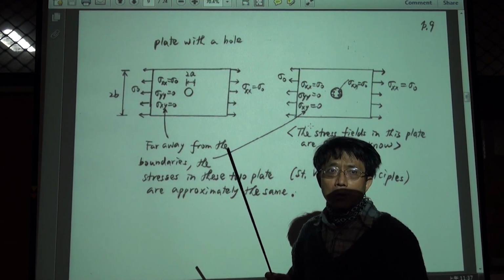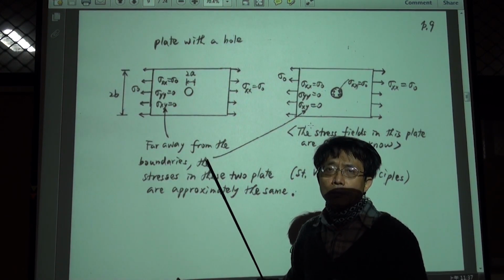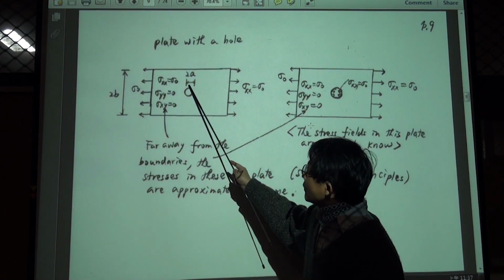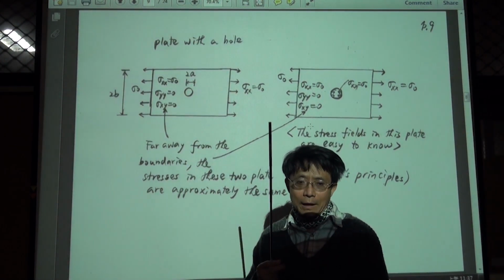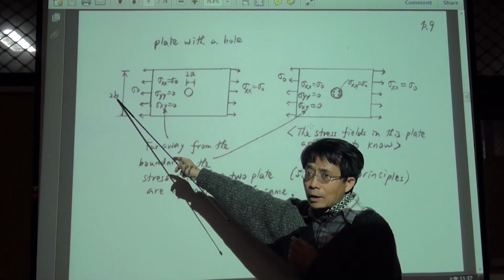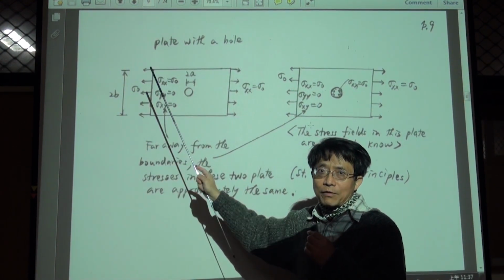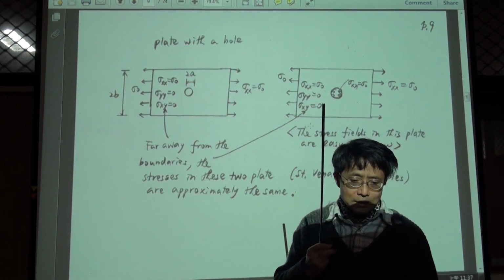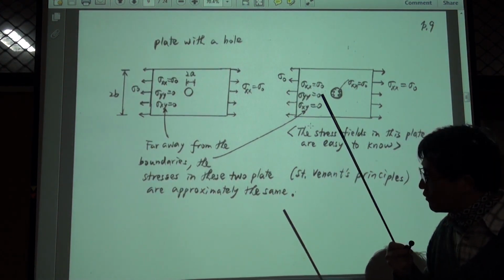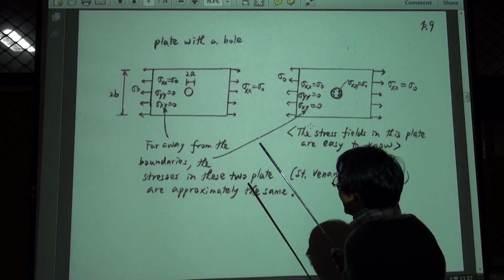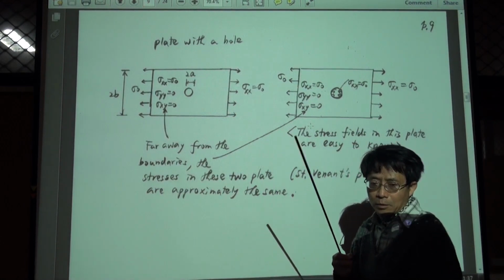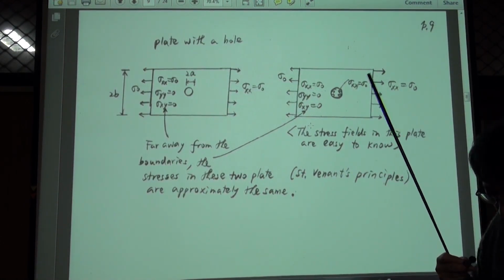So how big is the hole? It is just a little bore hole in a steel member. So we are dealing with a small hole here. The radius, small a, is much smaller than the width of this plate. The width of this small plate is 2b. So b is much bigger than small a.